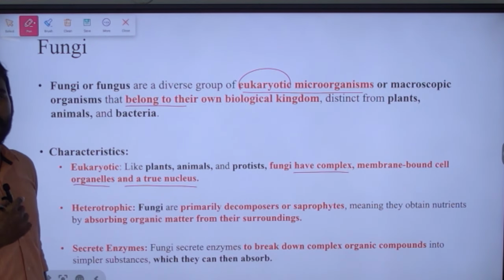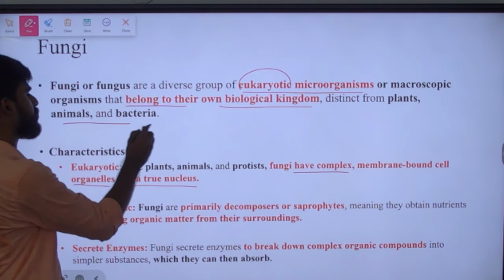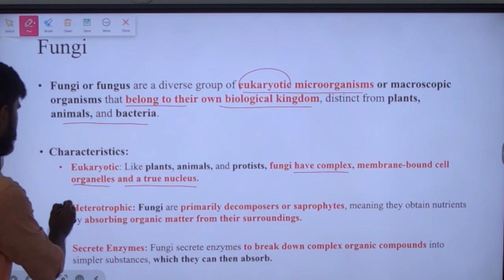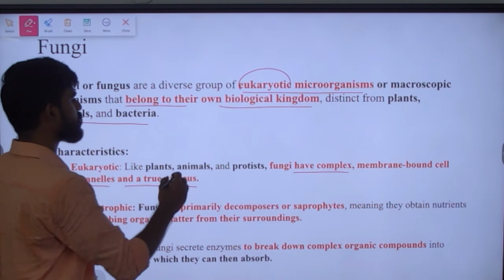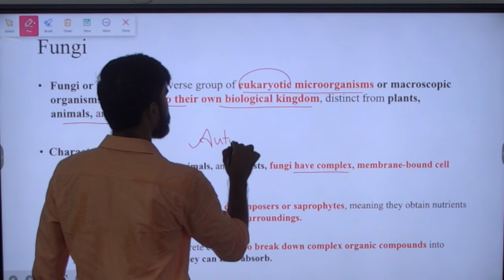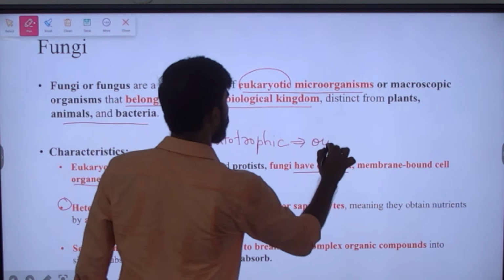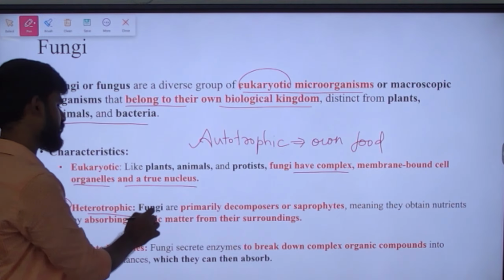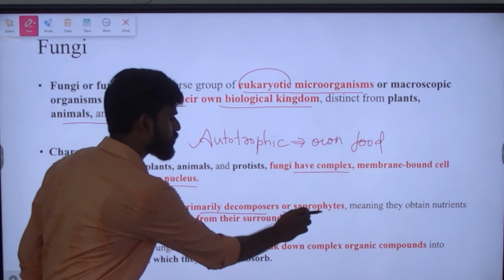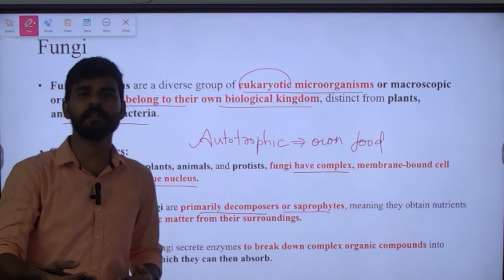As we saw in the previous slide, fungi itself is a biological kingdom which is distinct from plants, animals and bacteria. Okay, next, it is a heterotrophic organism. Okay, the second characteristic is it is heterotrophic. What is heterotrophic? Heterotrophic is opposite of autotrophic. Autotrophic means the organisms which produce their own food is called as autotrophic. But here heterotrophic means they are primarily decomposers and saprophytes. So they do not produce their own food, but then they depend on other animals for their food.